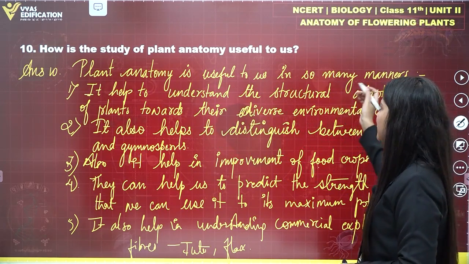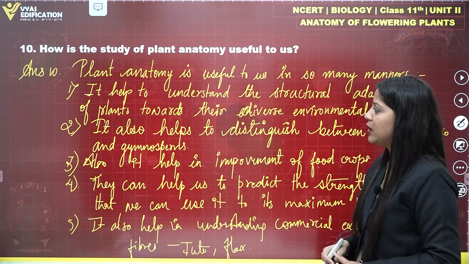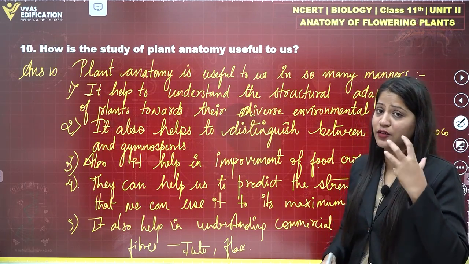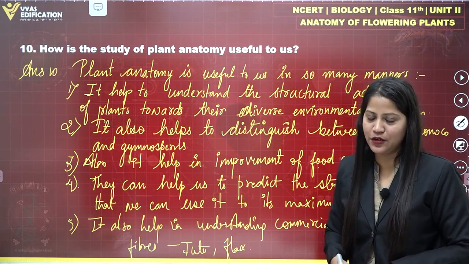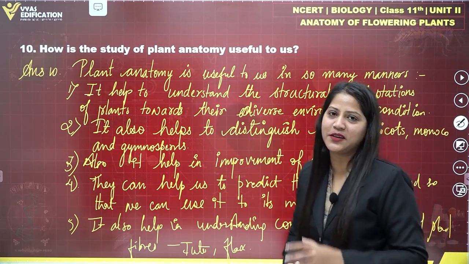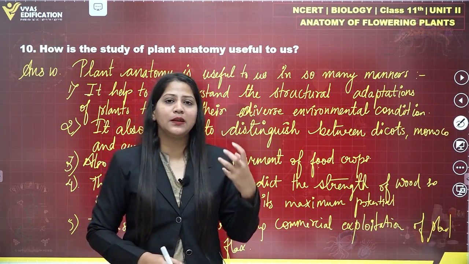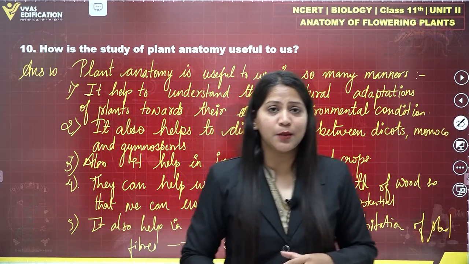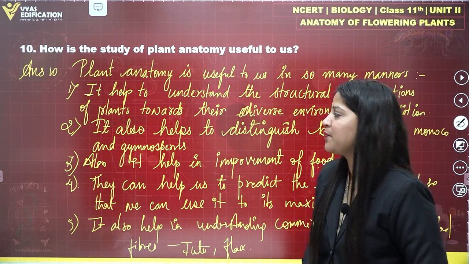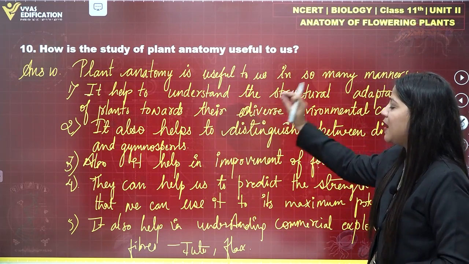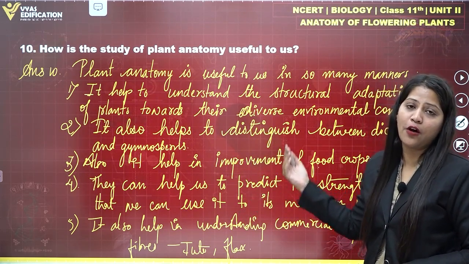Plant anatomy is useful to us in so many ways. Some of them are mentioned on the screen. It is helpful in understanding the structural adaptations of plants towards their diverse environmental conditions. Also, it helps to distinguish between monocots, dicots and gymnosperms. Along with these, plant anatomy is also helpful in the improvement of food crops.